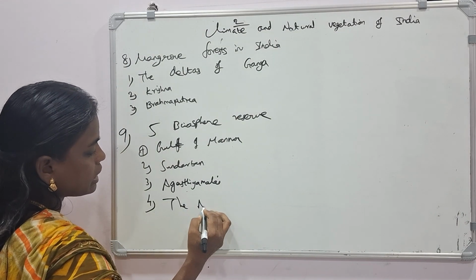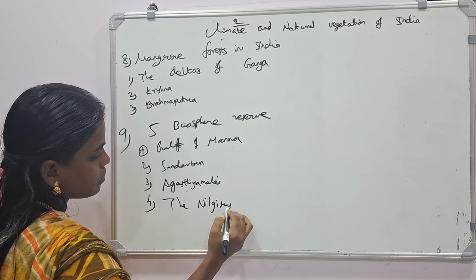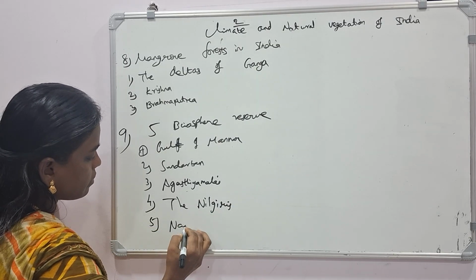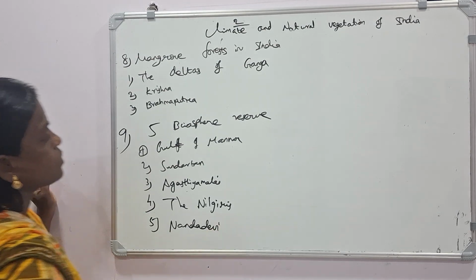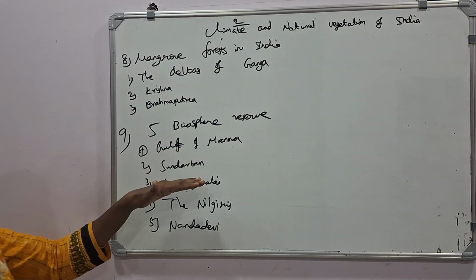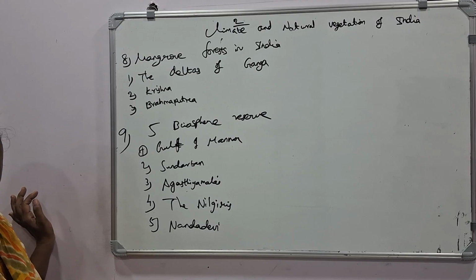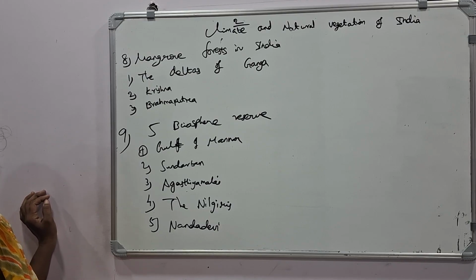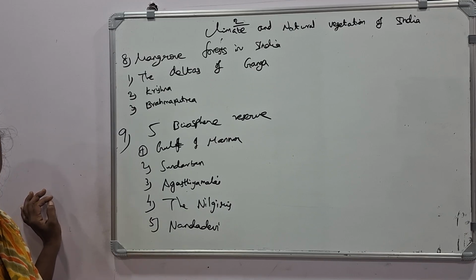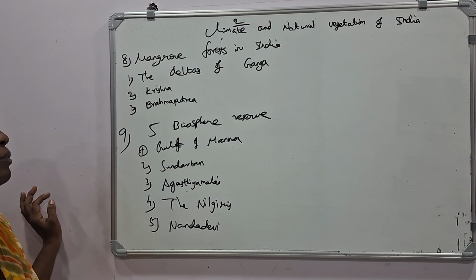the Nilgiris and Nandadevi. Gulf of Mannar, Sundarban, Agastya Malay, the Nilgiris, Nandadevi. Actually, many biosphere names are given to you. You have to pick out and write which are easier, which are given in your book. So I just selected these 5 as the answer for the 5 biosphere reserves located in India. As per your choice, you can pick out and write in your paper. So these are the 9 short answers given under the lesson of climate and vegetation of India.